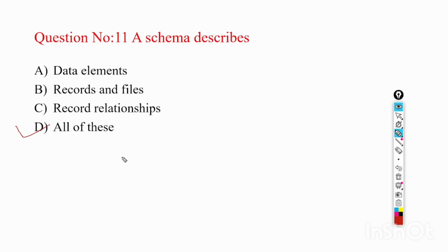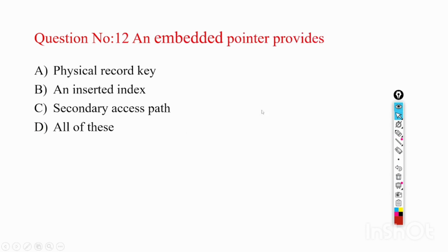Question number 11. A schema describes, just now we discussed the schema, right? The schema describes data elements, records and files, record relationships, or all of this. So schema is nothing but the structure of the table, meaning the data elements are there, the data records are there, the relationship between each and every record is also there. So the correct answer is all of this.